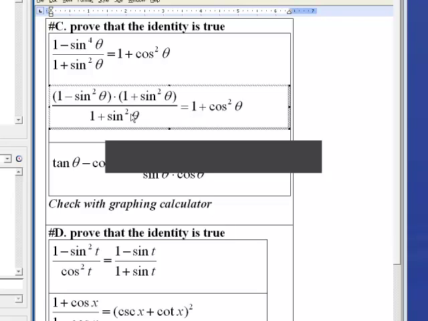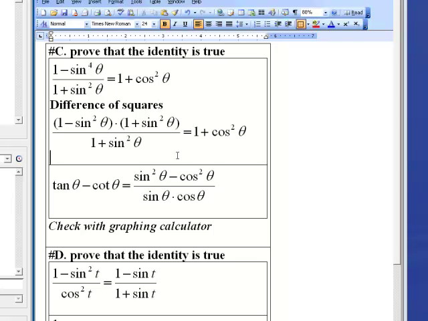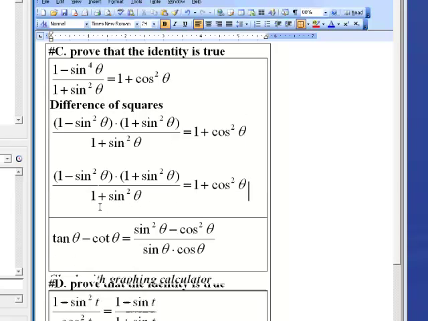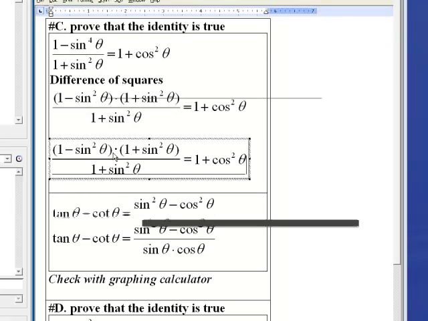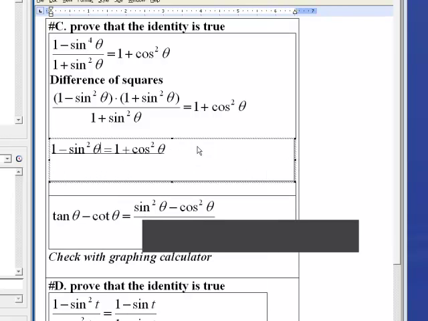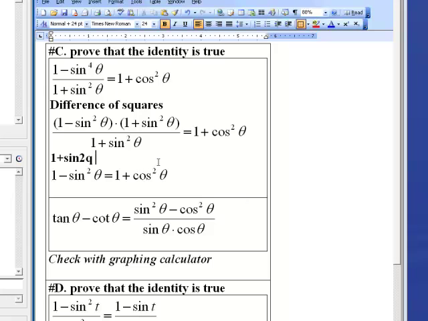Okay, and then I can pretty much see what's happening on the left-hand side. In the next step, 1 plus sine squared will cancel. So I'm going to do that in the next step. So here, difference of squares. Still a difference of squares, even if I misspell it. Okay. And then, as we said, 1 plus sine squared will cancel. So on the left-hand side, we have this one. 1 plus sine squared cancels.